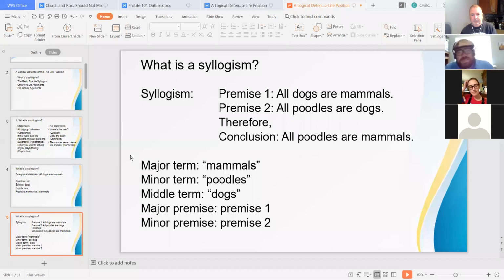So what is a syllogism then? A syllogism is made up of three statements, two premises that lead to a conclusion. So in this syllogism here on the PowerPoint, premise 1 is all dogs are mammals.